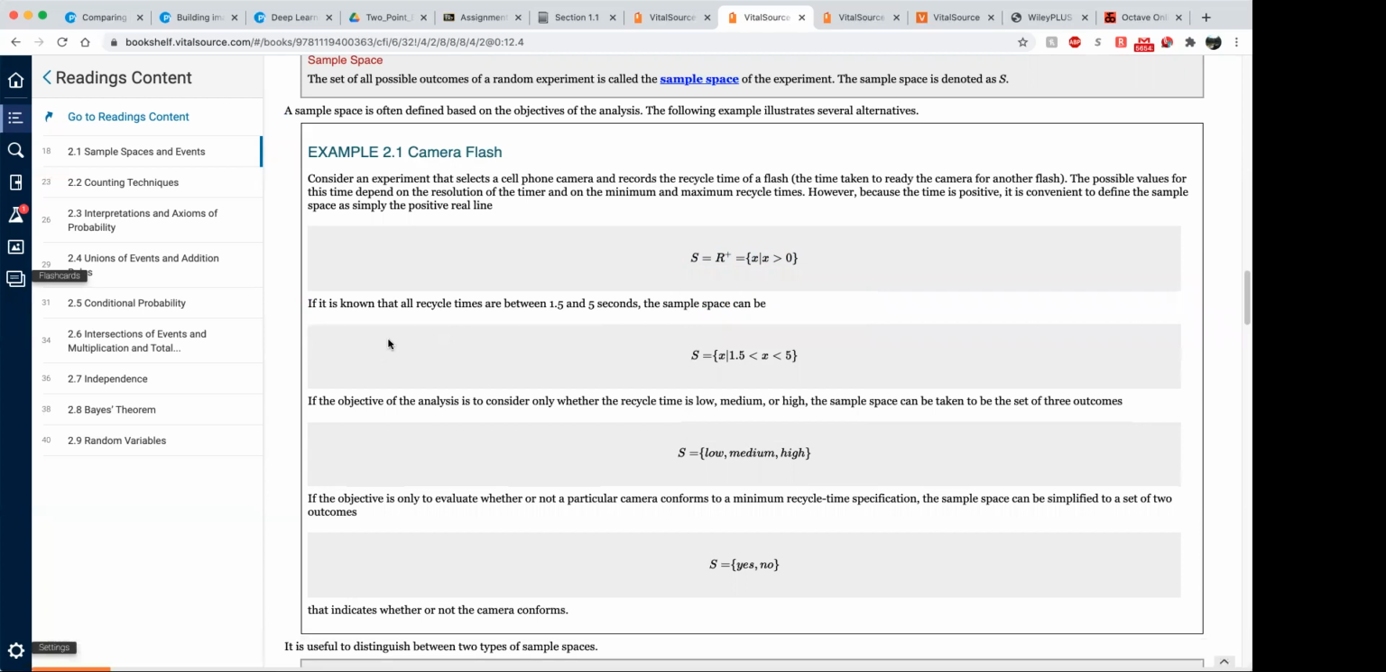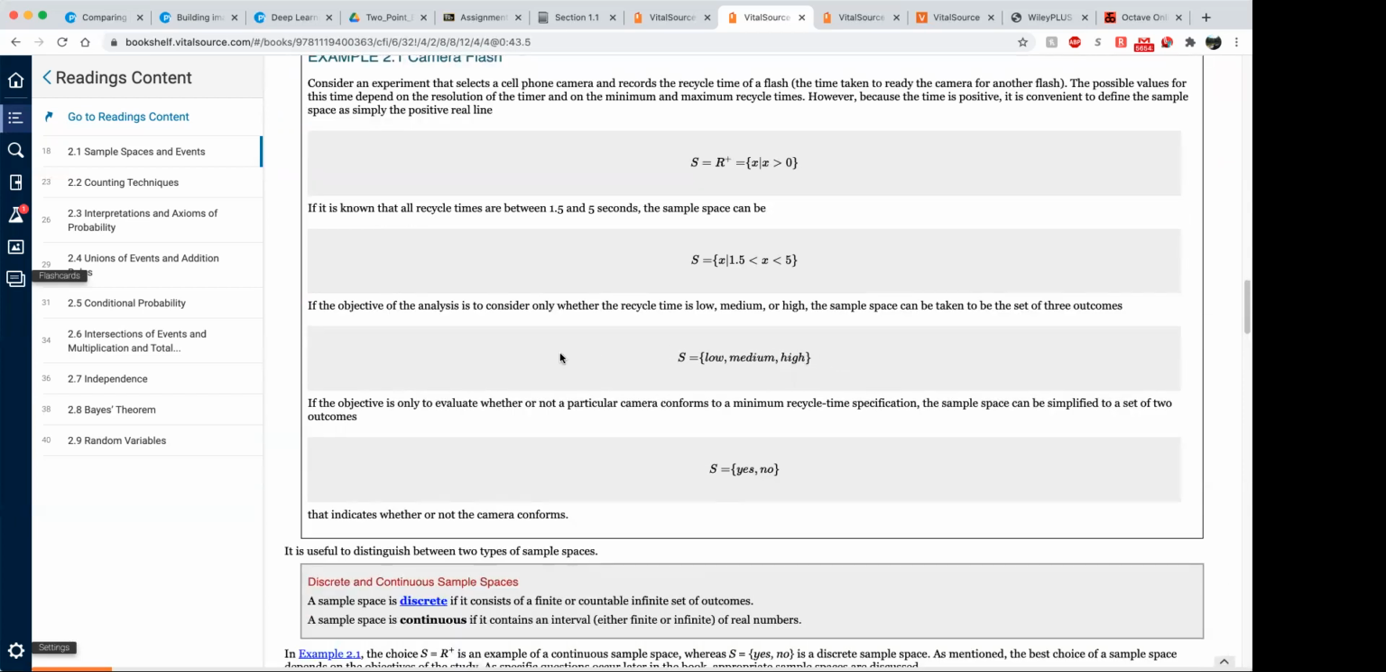And if it is now known that all recycle times are between 1.5 and 5 seconds, then the sample space can be reduced to just the line segment between 1.5 and 5, right? And then sometimes the outcome is not numerical but categorical. It means that the outcome is not a number, but a level or some class.